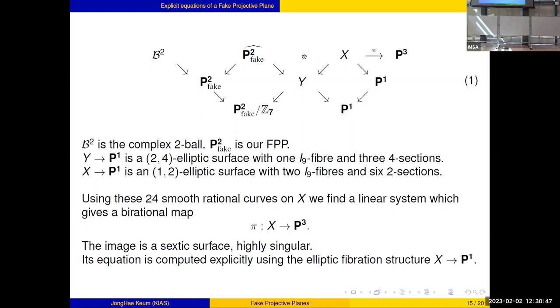And then we have many, many curves here. We have already 2 I9 fibers, so this already gives us 18 minus 2 curves and 6 minus 3 curves. So these are 24 smooth rational curves. Using these 24 smooth rational curves of X, we find a linear system which gives a birational map. The image is a sextic surface, highly singular, but explicitly we can compute. Up to here, we don't need a computer.